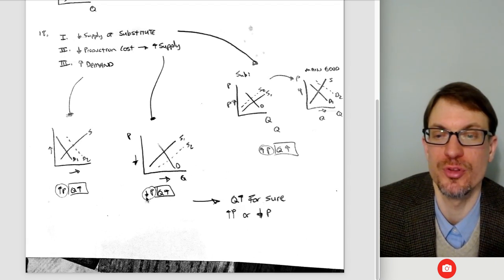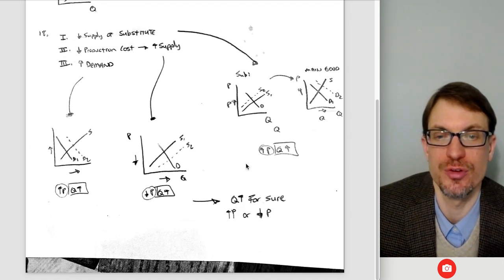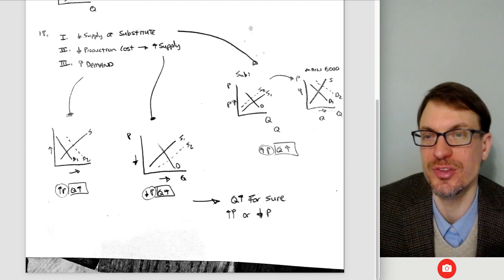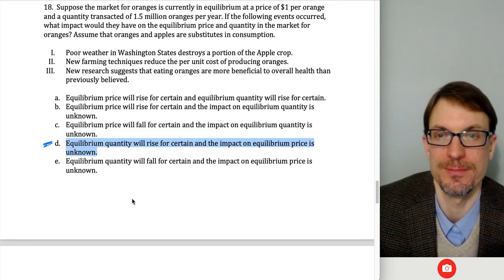Okay, so then what we want to do is look and see what's common. I put squares around the things that are in the same direction and circles around the things that are in opposite directions. So quantity is always going to rise. I know quantity is going to rise for sure, and price could rise or price could fall, right? So I'm going to look for quantity always rising and price having an ambiguous effect. That happens here, letter D.